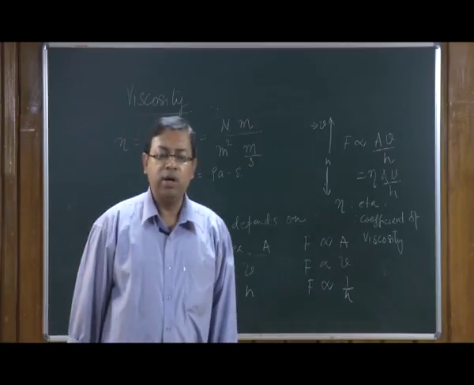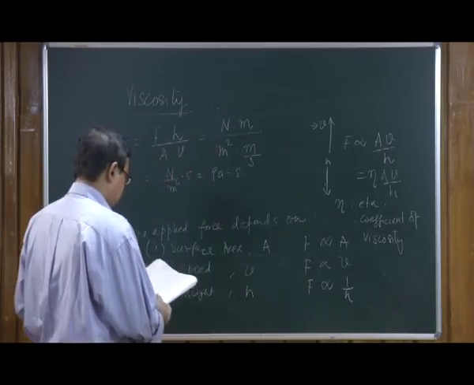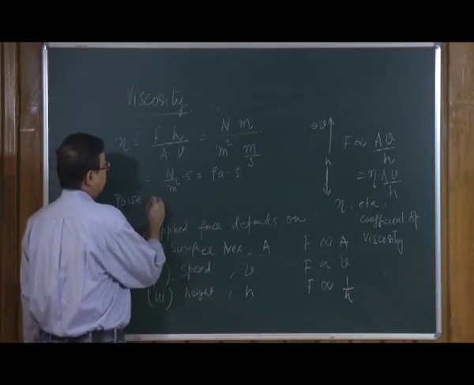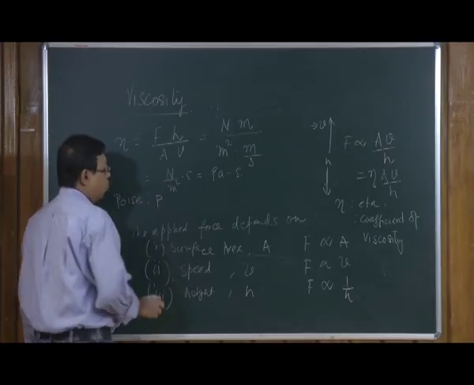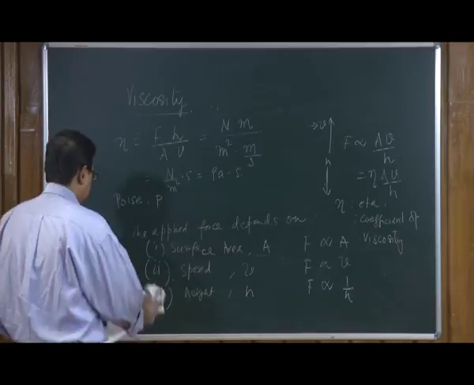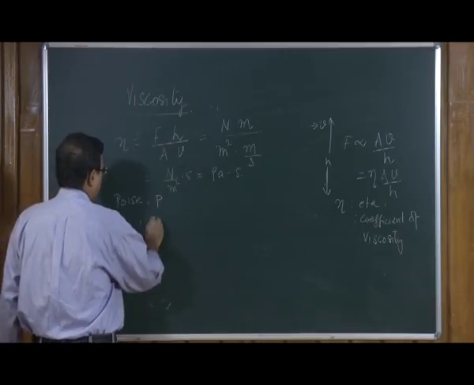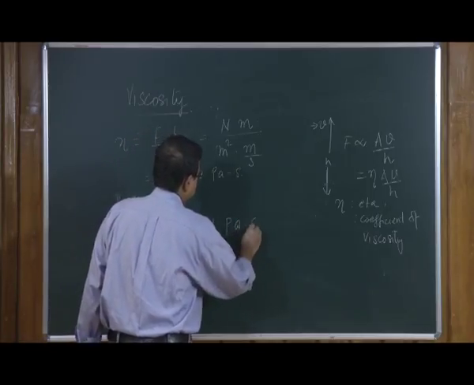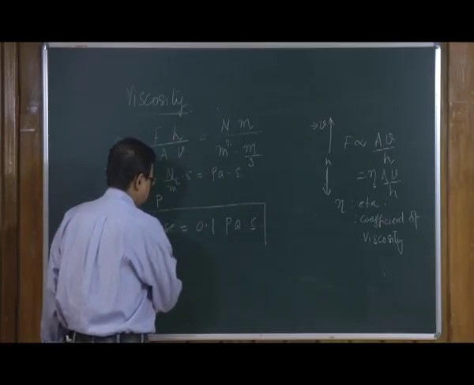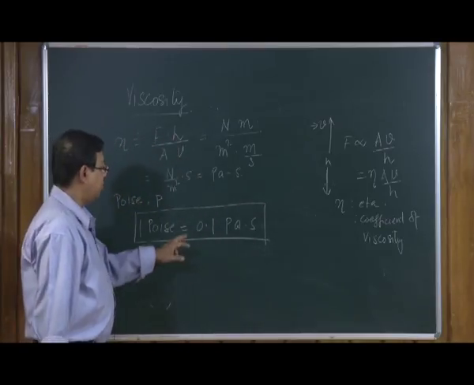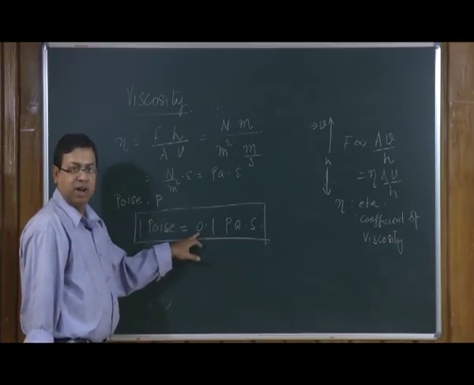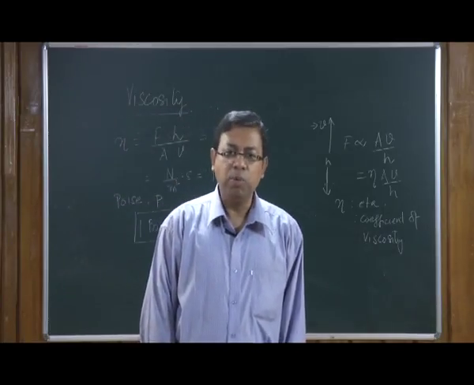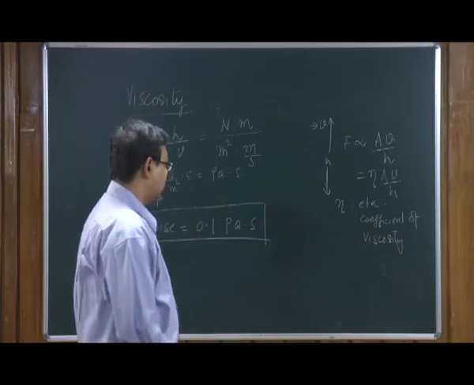There is also a common unit, or rather the commonly used unit is called poise, and it is written with a P. So, one poise is equal to 0.1 Pascal second. So, it is simply divided by a factor of 10, the Pascal second is divided by a factor of 10 in order to get a poise. So, that is the practical unit or commonly used unit for the coefficient of viscosity.